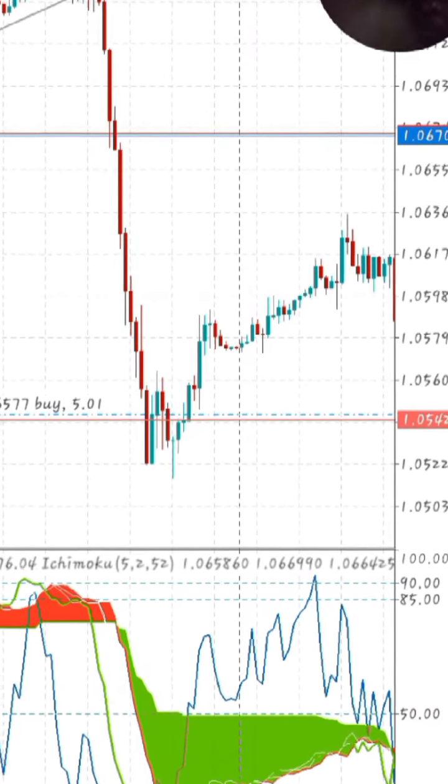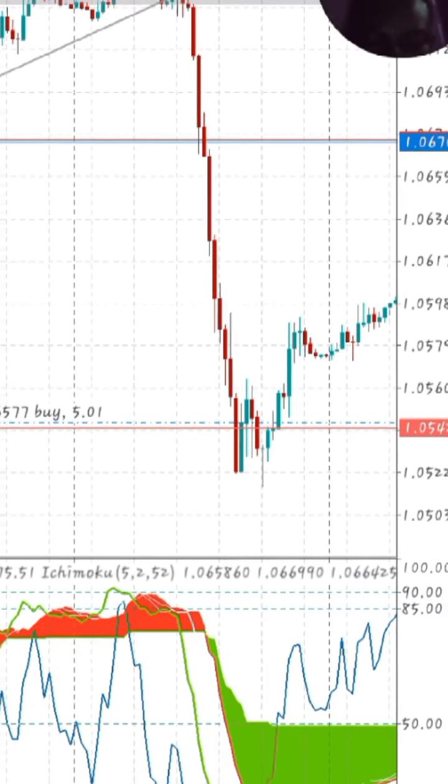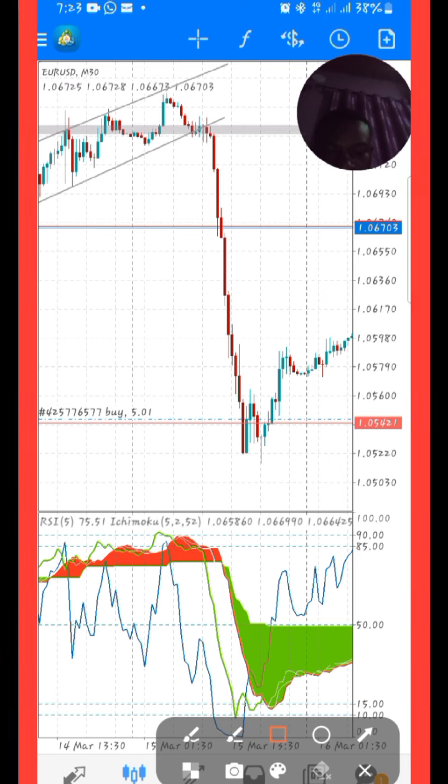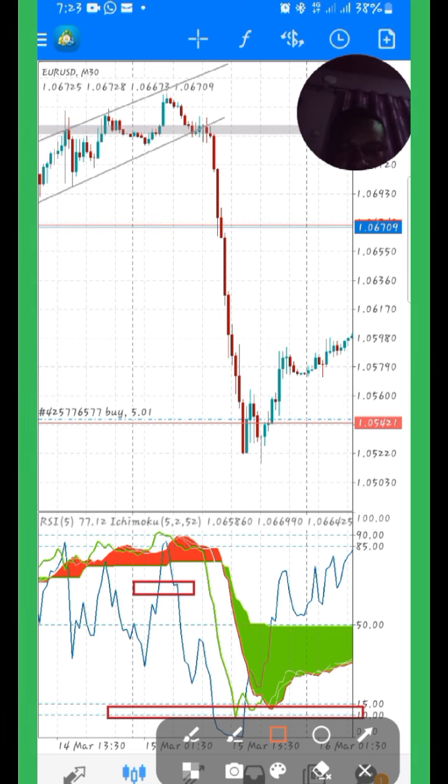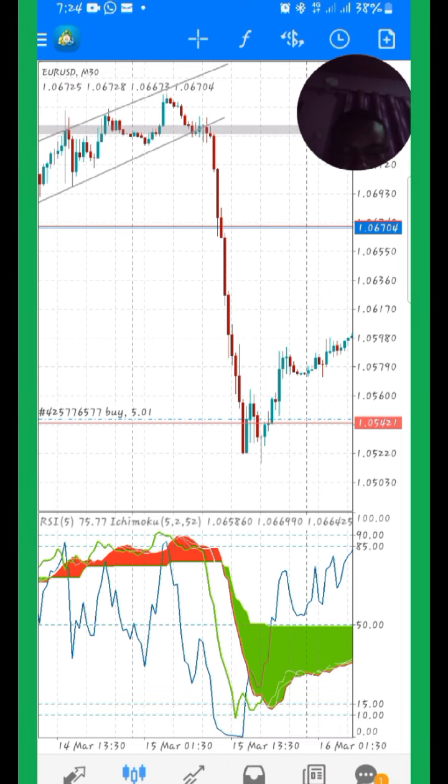All right, so if I zoom out this chart, you could see clearly that there is a doji candle, which is a confirmation on the candlestick pattern. Also on the indicator side, you can see that they are both at the oversold level. So that was a strong confirmation for me to make my buy entry. So that was how I entered the trade in my previous video.